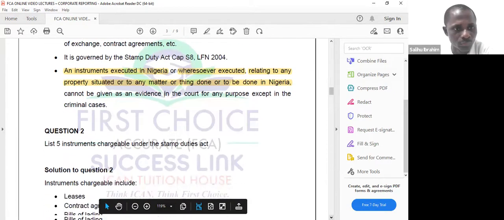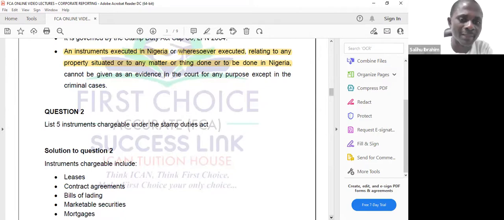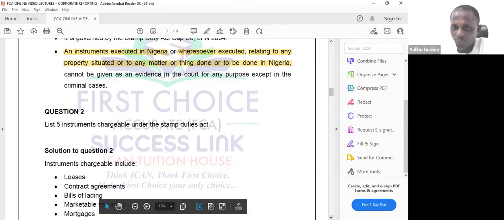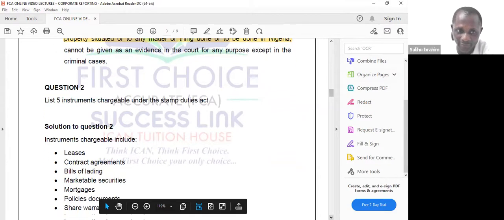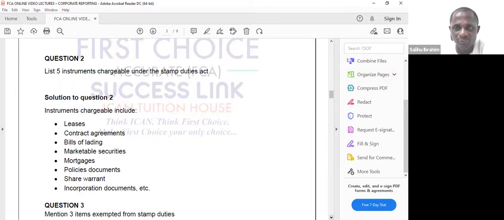Question number 2. List 5 instruments chargeable under the Stamp Duties Act. When we say chargeable instruments, we can also call them dutiable instruments, instruments that are subject to stamp duty. Number 1, this list is not exhaustive. We have so many instruments that are chargeable. These are some of them as listed in the Stamp Duty Act, CAP S8, 2004, as amended by the Finance Act 2019.